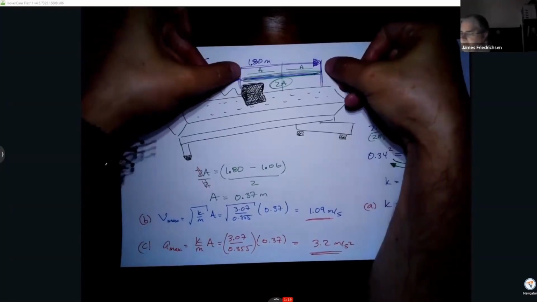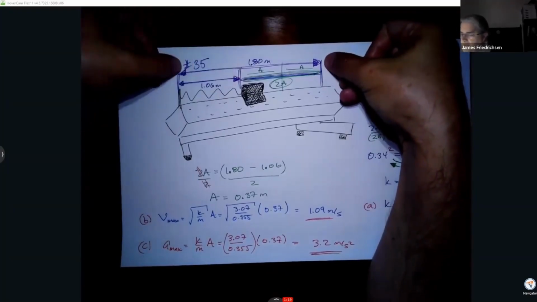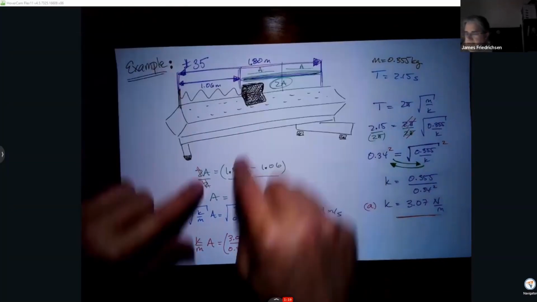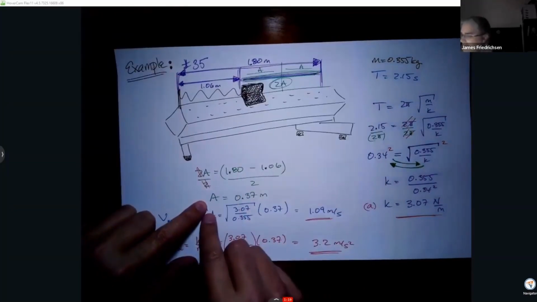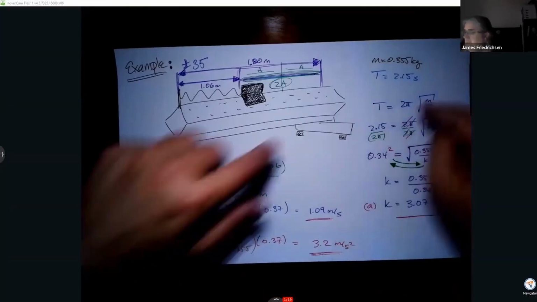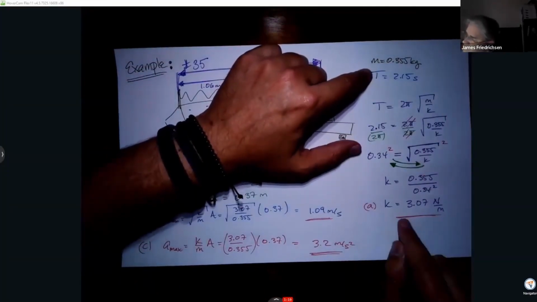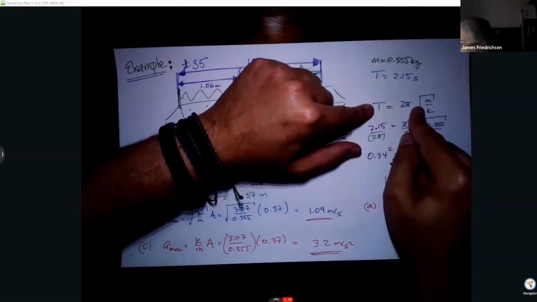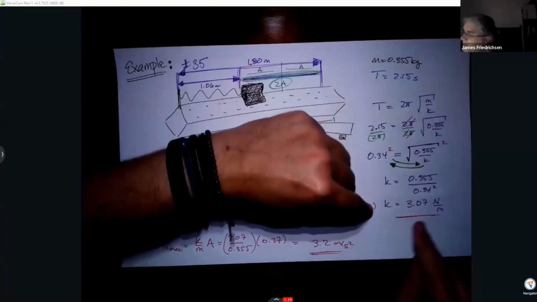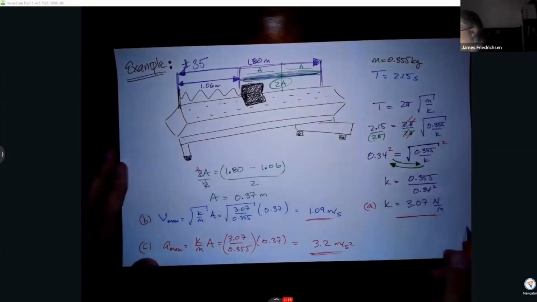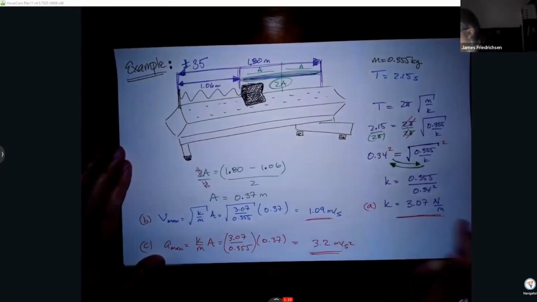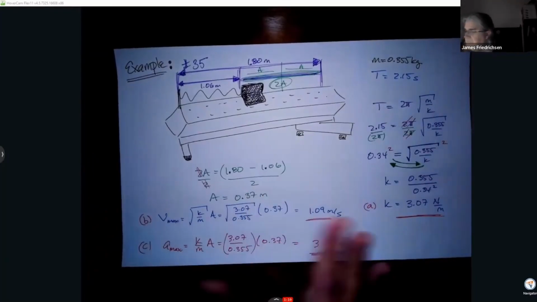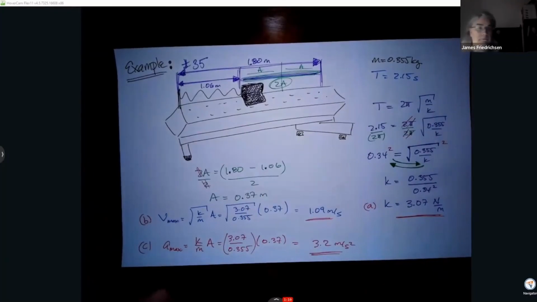So I think the tough part is going from this 1.80 to 1.06 to get the amplitude. Once you have that, we have the m, we have the amplitude, and notice that instead of straight up telling us the spring constant or force constant, they told us the period of the oscillation, and from there we could solve for that k. Once we have the k, the m, and the amplitude, we're golden. We can answer anything on the sheet because we know all those values. Okay.